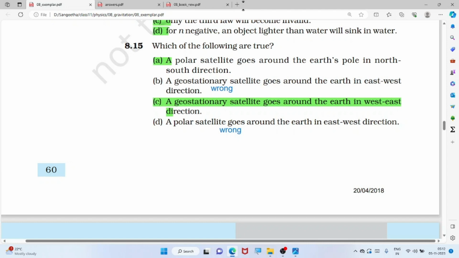Geostationary satellite goes around the Earth in the east-west direction. It goes around the Earth from west to east. See, there is a little difference, the direction is very important. Okay, from west to east, not from east to west. Here also north to south direction. That is important. A polar satellite going around on the east is wrong.